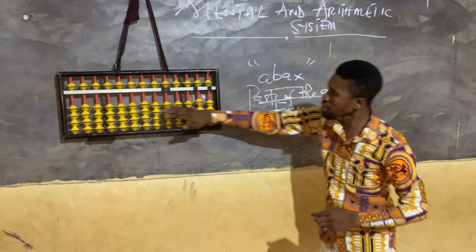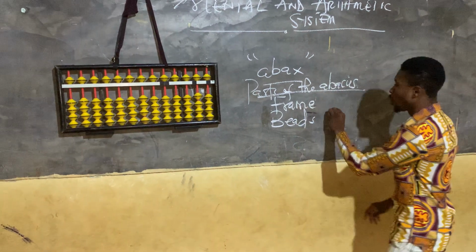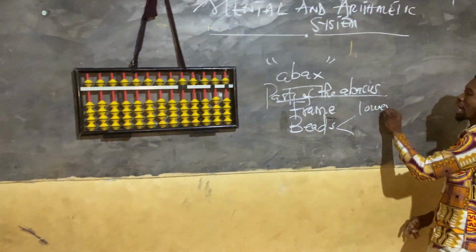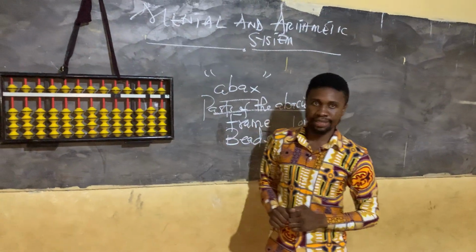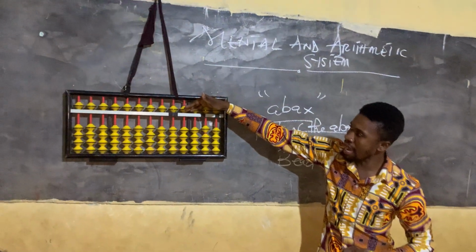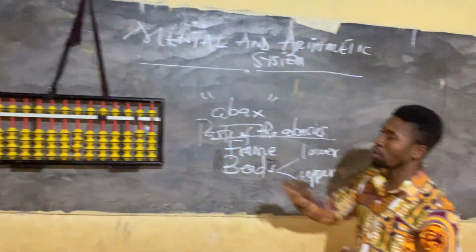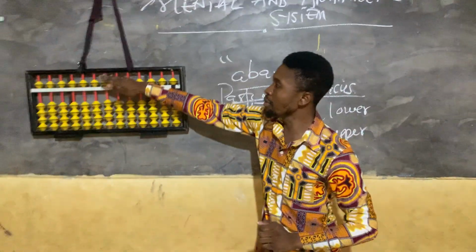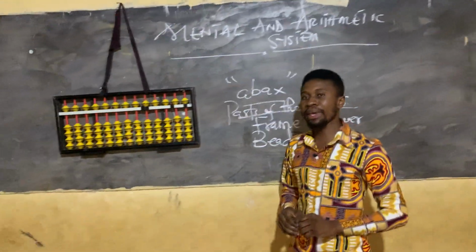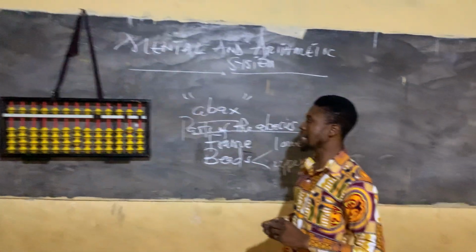Good. So now those found here are called lower beads. That's how we will call it. Lower beads. And now those found here will be called upper beads. Very simple. So we have the lower beads and we have the upper beads. Good. Then again, let's continue.